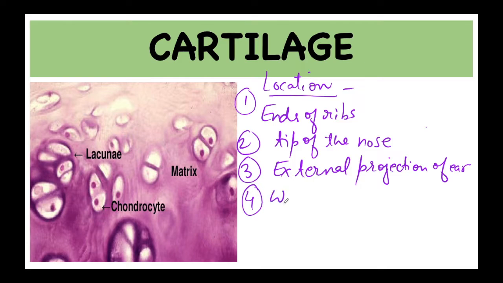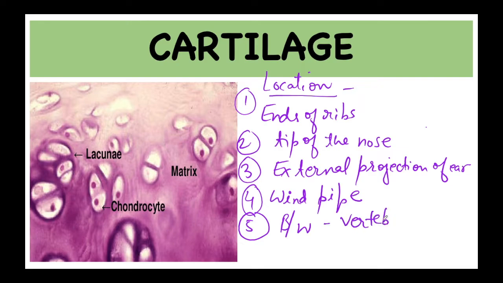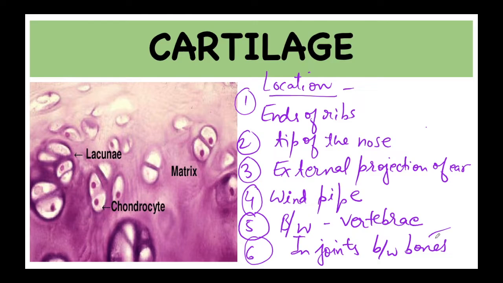Number 4, windpipe. Number 5, between the vertebrae in spine. It means in our backbone. Number 6, in joints between bones. For example, elbows, knees, ankles, etc.